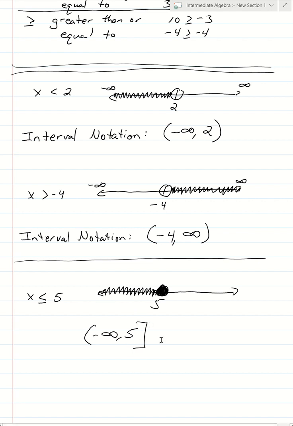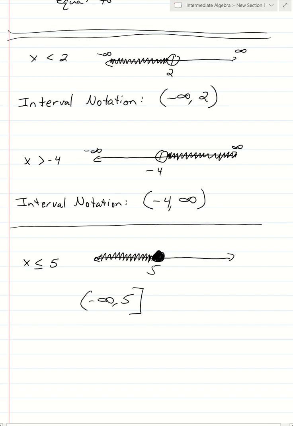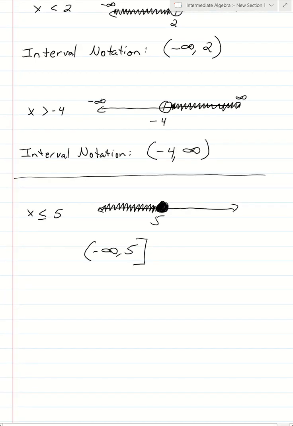The bracket is the symbolic way of representing 5, or that critical number, being part of the solution. Okay? Of course, let's just do one more. If x was greater than or equal to, let's say, 0, once again, on the number line, we would put 0, the critical number. We would have to fill in the circle, shade it in because 0 is part of the solution. Also, x could be greater than 0, so we would shade to the right.